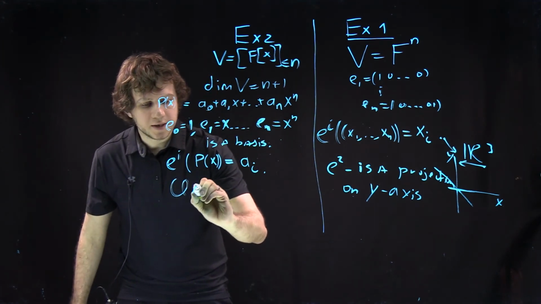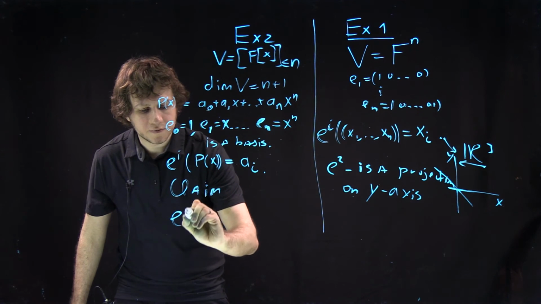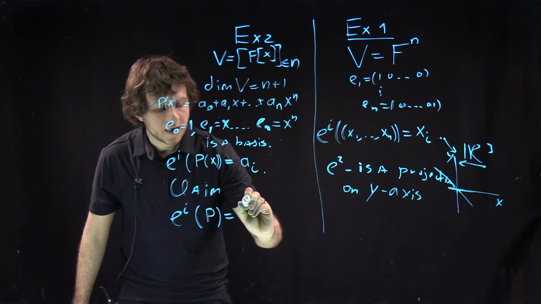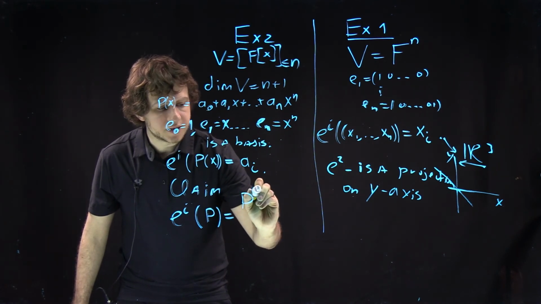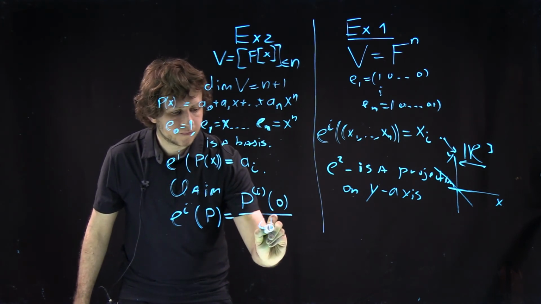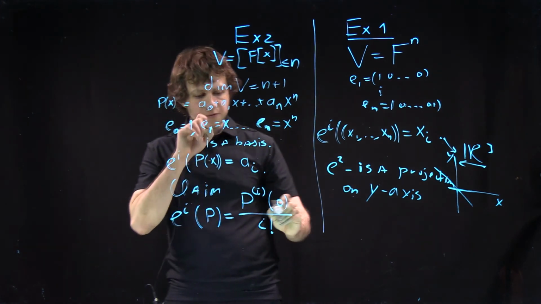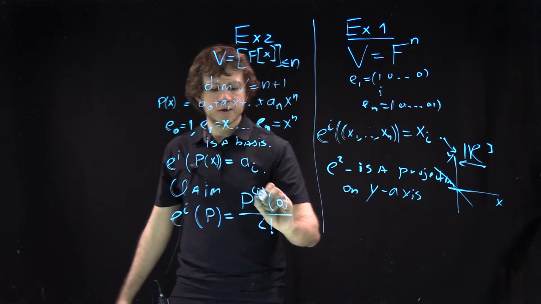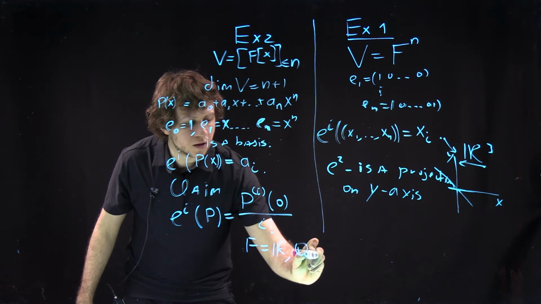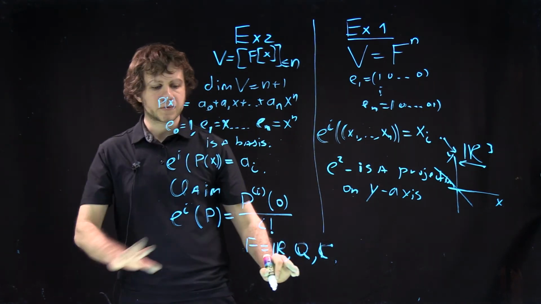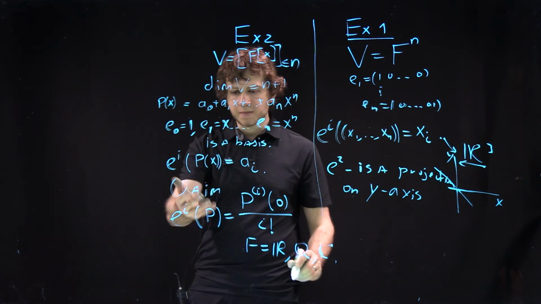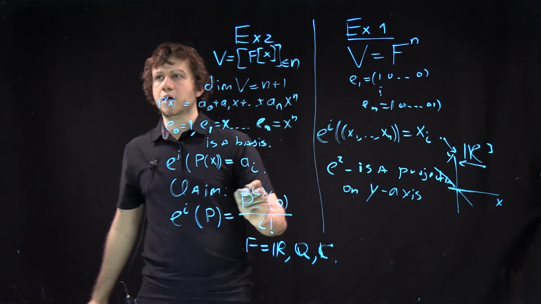The claim is that actually ei is the following map. ei of a polynomial p equals the i-th derivative of p at 0, divided by i factorial. And here we need to assume that we can actually divide by all numbers. So let's assume that F is real numbers, complex numbers, rational numbers, something like that, not a finite field. For a finite field, that doesn't work because you cannot divide by p.